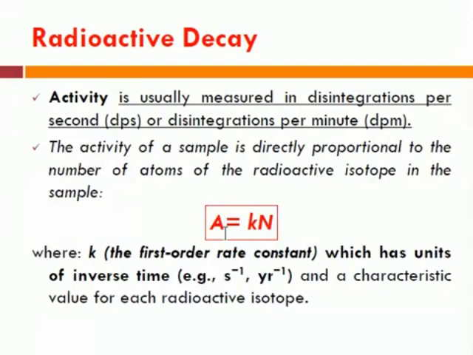So that is A over K, activity over K. If you're going to find K, that is A over N. So what is K? K is the first order rate constant, which has a unit of inverse of time. For example, we have s raised to negative 1, year raised to negative 1. So, inverse of time. It can be minute raised to negative 1, and so on. And it is a characteristic value for each radioactive isotope.